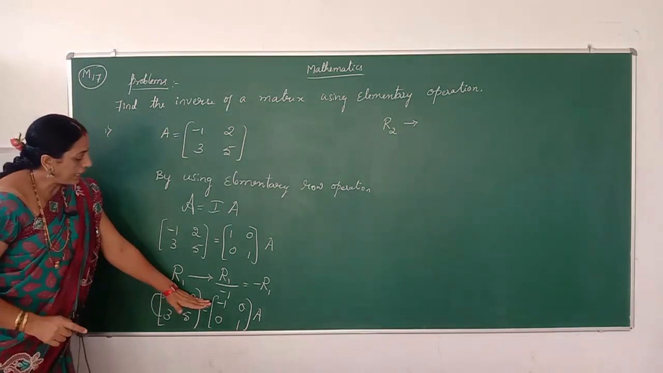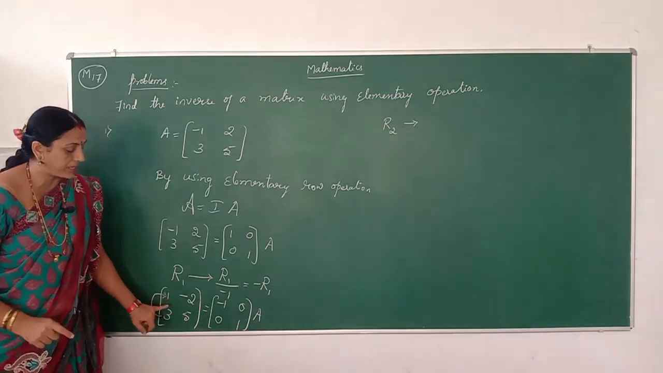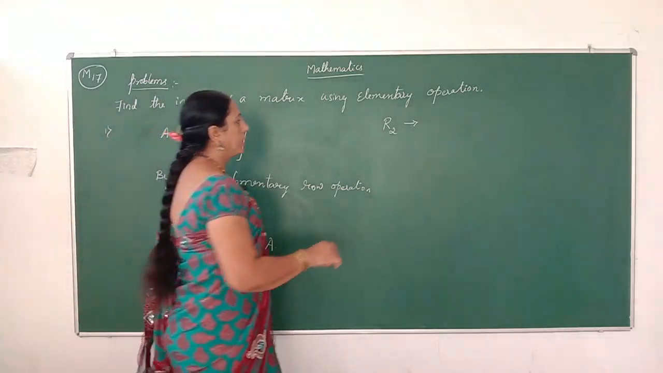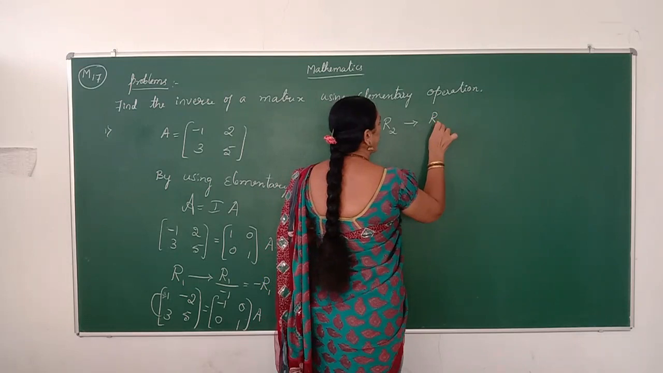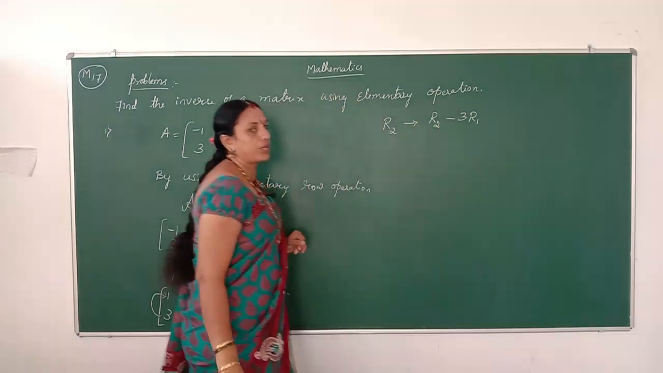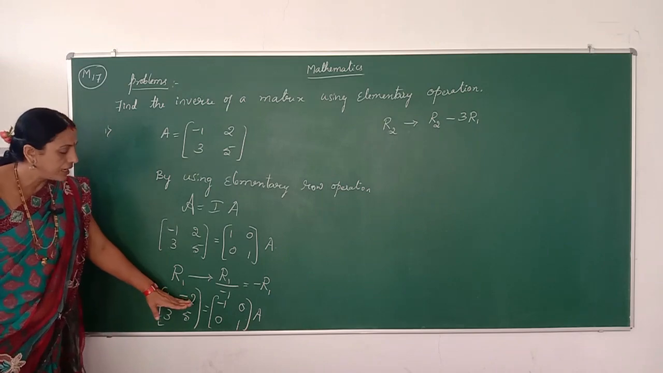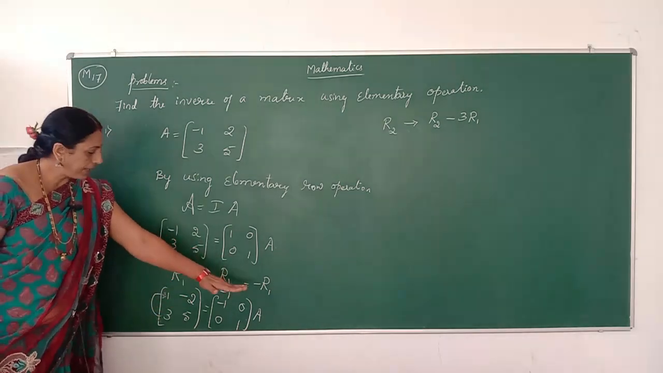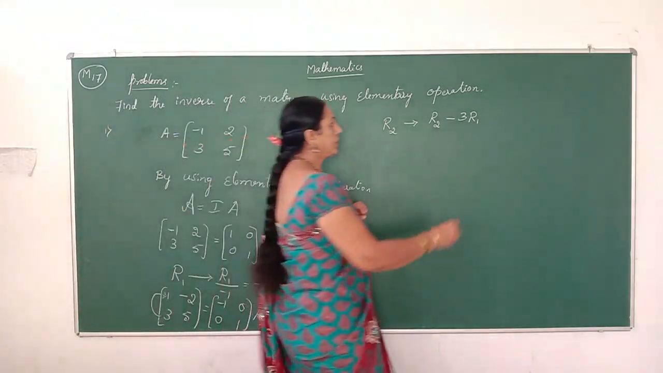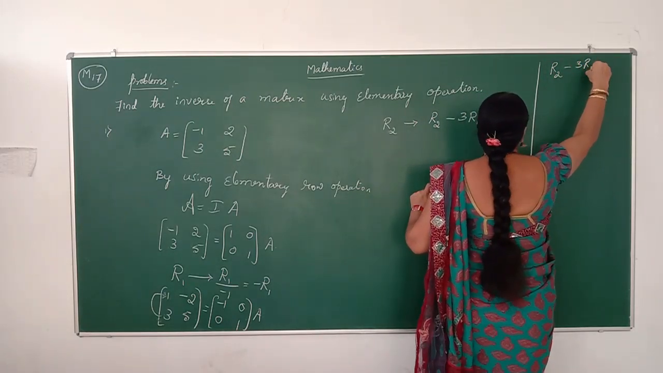Therefore all the elements of the first row are multiplied by 3, then subtracted from the corresponding elements of the second row. So the second row can be changed with R2 minus 3 times R1. It means the elements of R1 are multiplied by 3 and then subtracted from the corresponding elements of R2. Now we just write the elements of R2 minus 3 times R1.